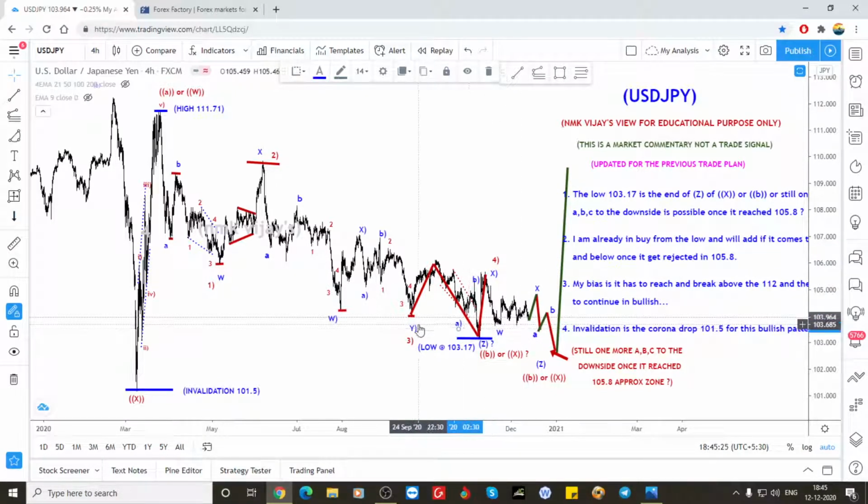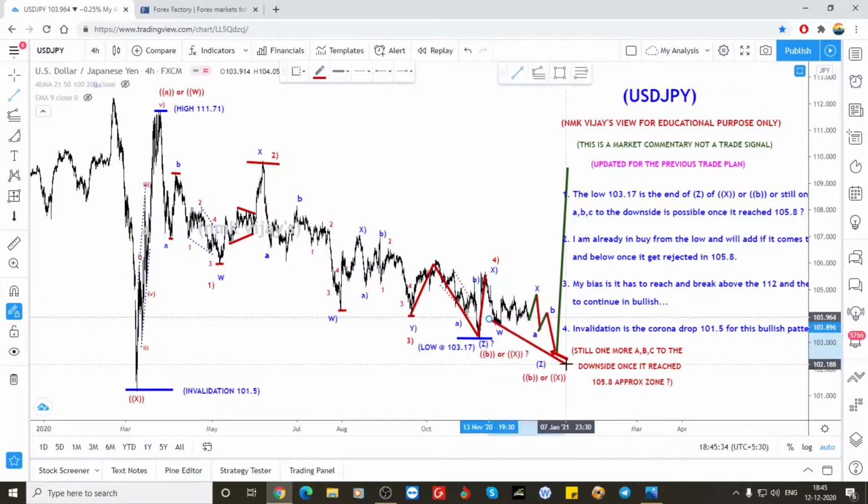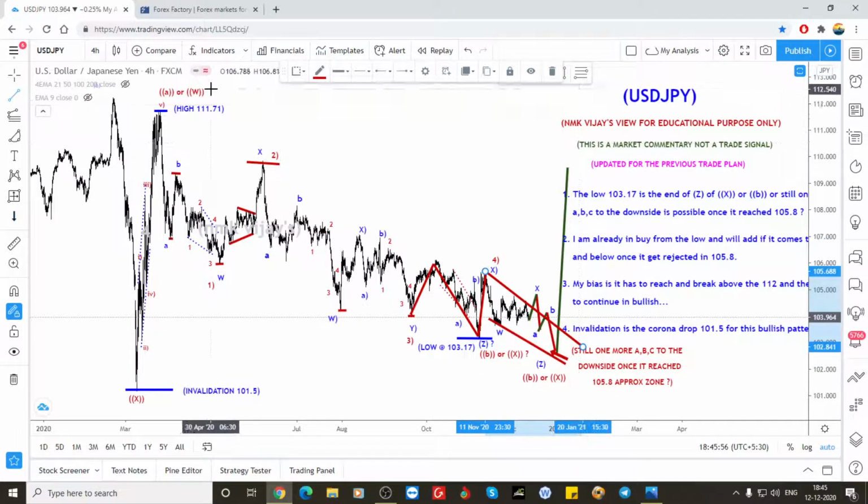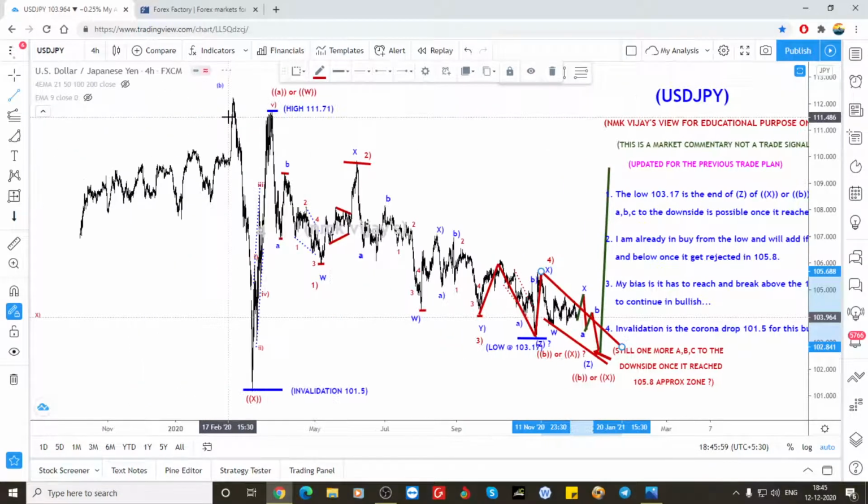Here one more X is completed and we are in that Z wave. So this could be a wedge formation also, because this is the final stage. It could be a wedge pattern or a channel. Within this, 102.2 is also possible if it is draining into the wedge formation. Otherwise it has to break this, that's it. If it breaks that, that is valid, and immediately it has to shoot to break this 112. So 112 is my target.